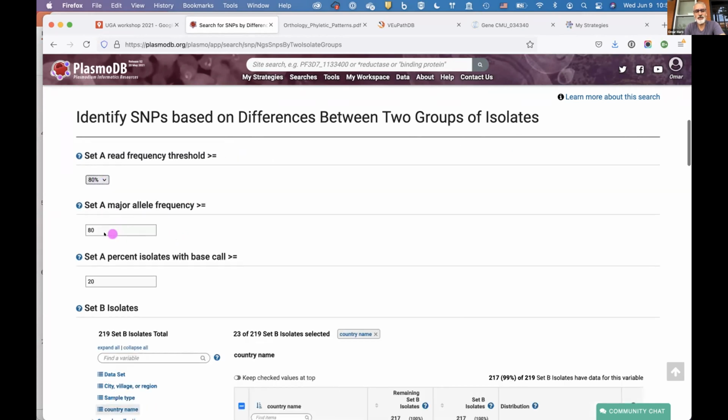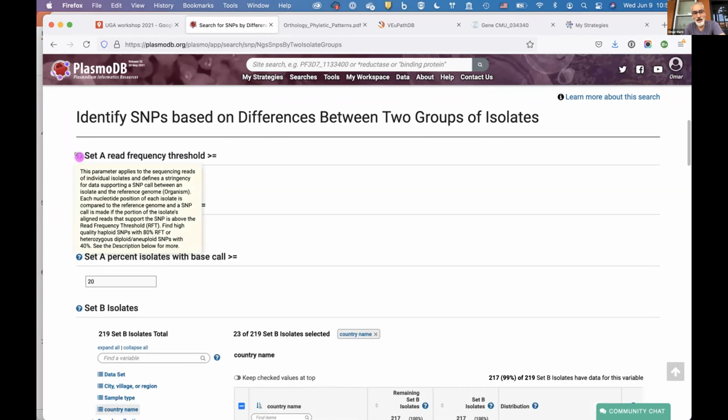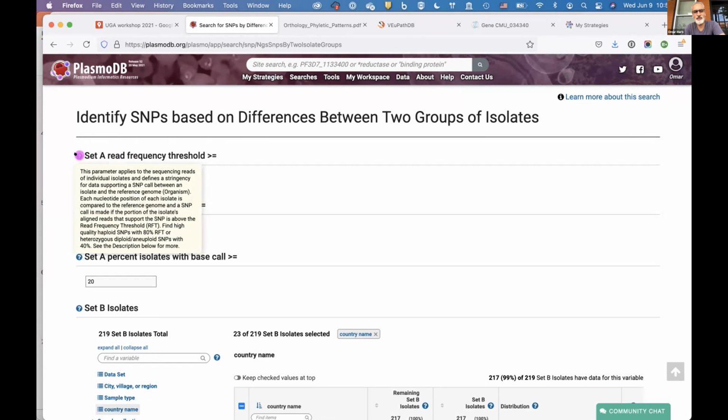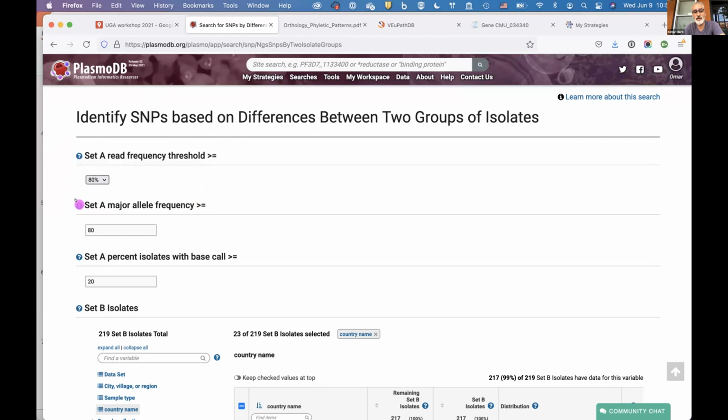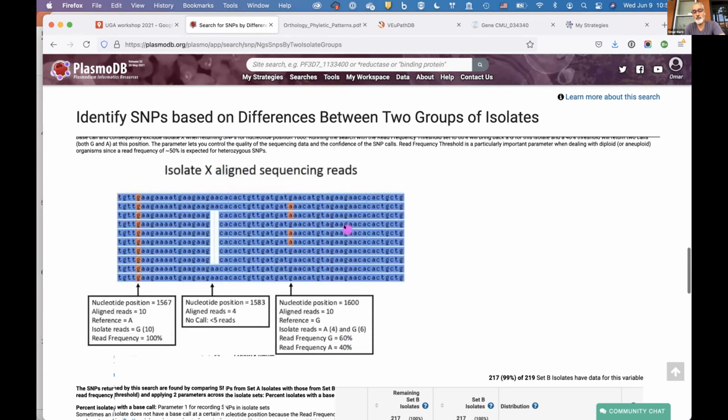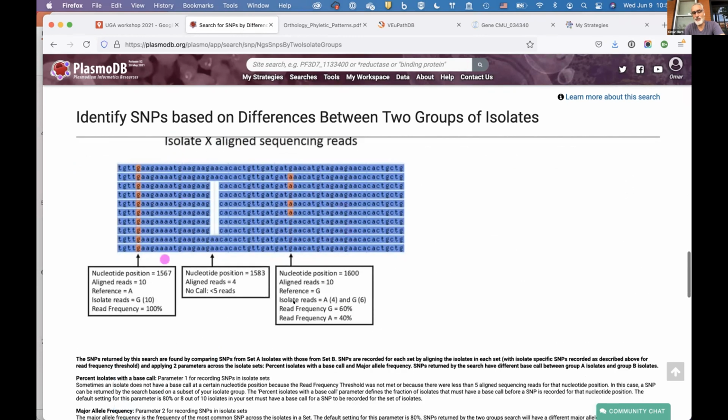The allele frequency, again, just as a reminder, any of the parameters we have on our sites have a little question mark next to them. If you mouse over that question mark, you get a lot more information. Also for many of our searches, if you scroll all the way to the bottom, we have even more information. Right now, what I just told you about the read frequency, I probably should have shown this when I was telling you about it, but you can see the example here.